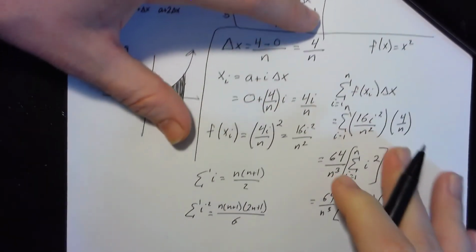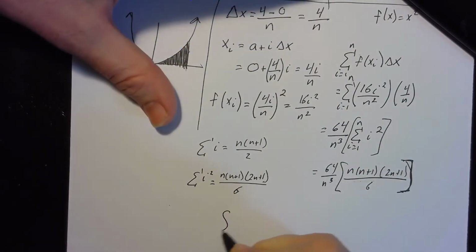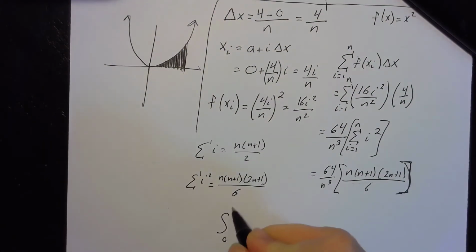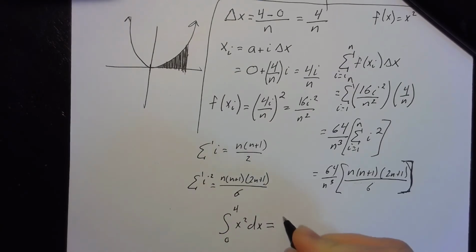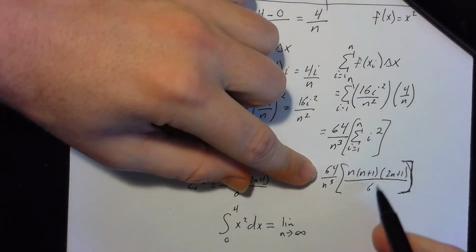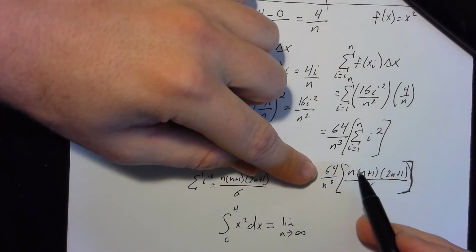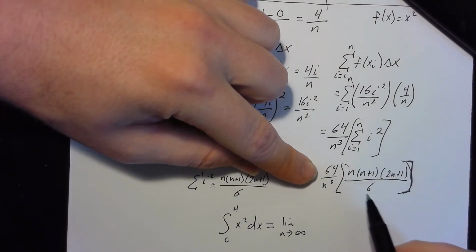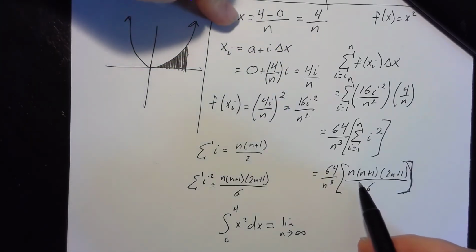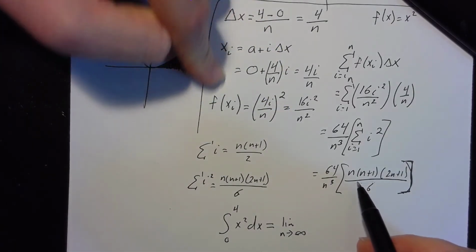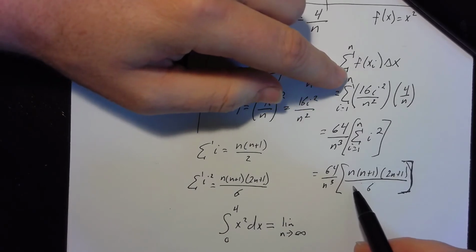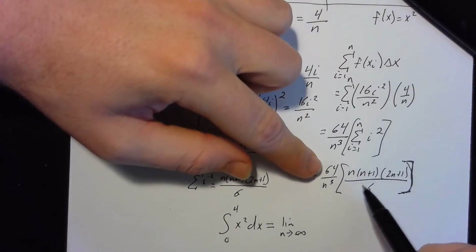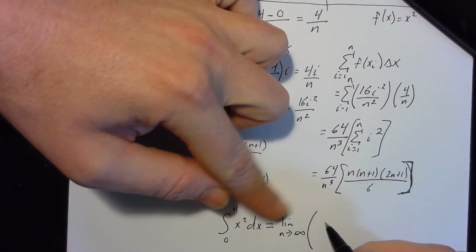So what I'm going to do down here now is say that the integral from 0 to 4 of x squared dx is equal to the limit as n goes to infinity of this entire thing. Again, notice we've evaluated the summation. The step that we first do is find all these formula values, delta x, xi, f of xi, plug it into the summation, evaluate the summation, plug that into the limit, and evaluate the limit.